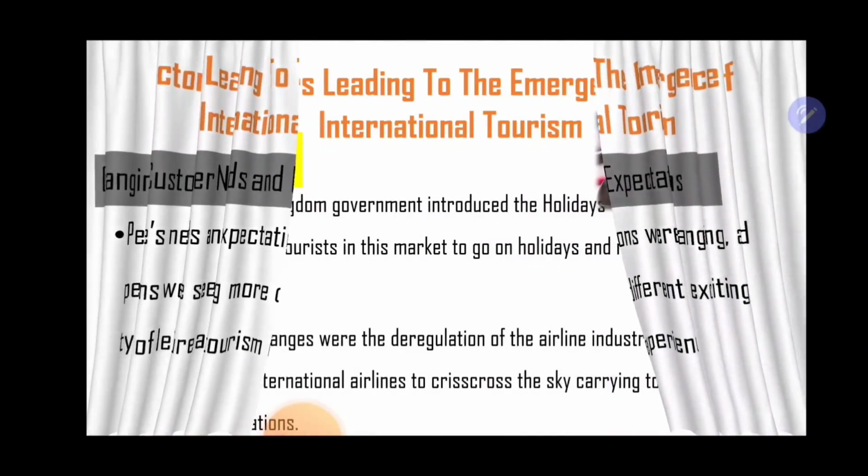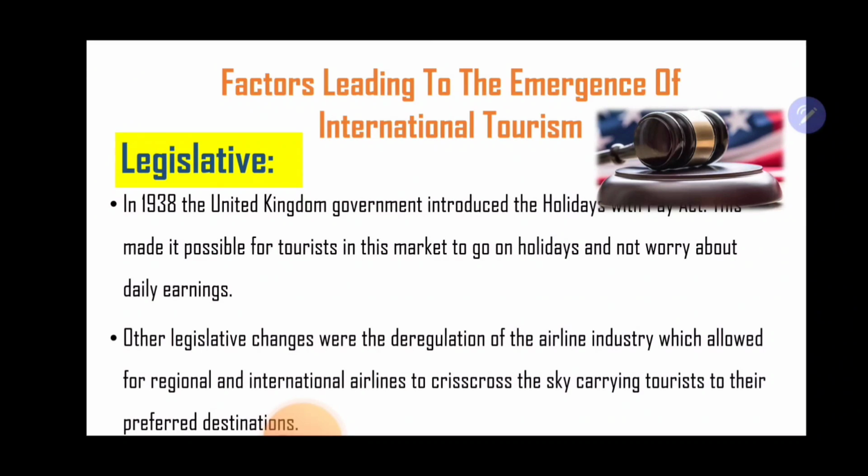Good. Next point we're speaking of now is legislative. Now, in 1938, the United Kingdom government introduced the Holidays with Pay Act. This made it possible for tourists in this market to go on holidays and not worry about daily earnings. Other legislative changes were the deregulation of the airline industry, which allowed for regional and international airlines to crisscross the sky, carrying tourists to their preferred destination.